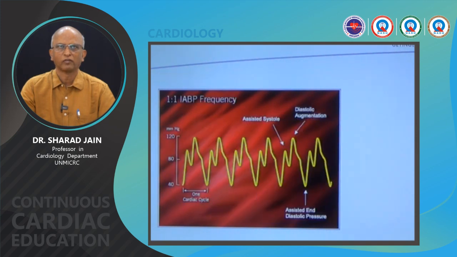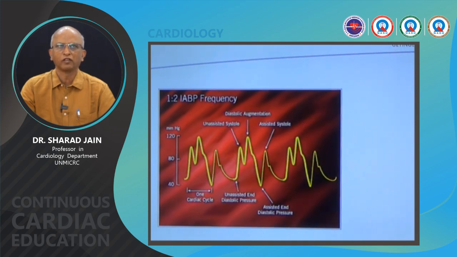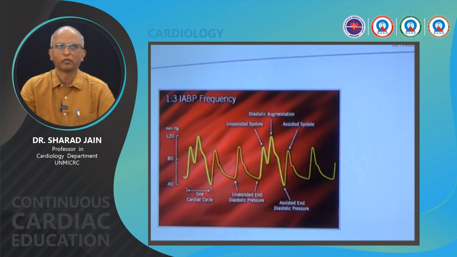dicrotic notch. This is the 1:1 IABP frequency. If you see that assisted systole followed by diastolic augmentation and then assisted end diastolic pressure. This is the 1:2 IABP frequency, that is the IABP is getting inflated at every second beat, not on every beat. If you see, there is a difference between the unassisted systolic pressure and the assisted systolic pressure and diastolic augmentation as well. And if you see, the assisted end diastolic pressure is less than the unassisted end diastolic pressure.